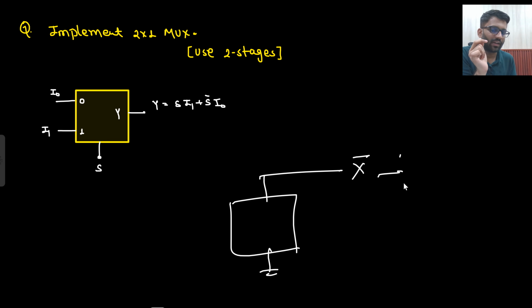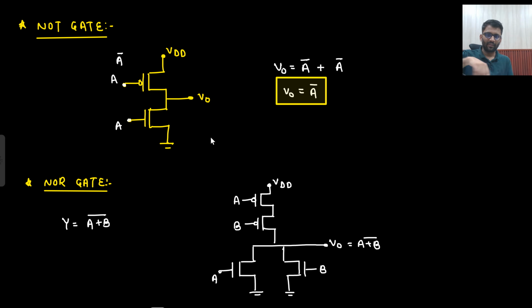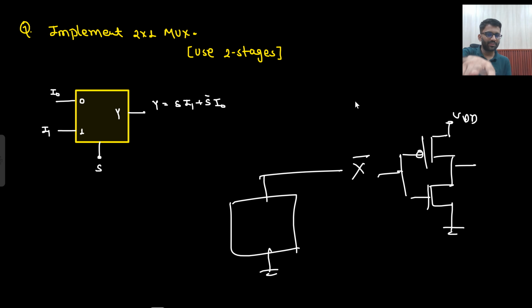What is the schematic of an inverter? Here your PMOS will be there and downward your NMOS will be there. The inverter you should keep in mind, okay? That is very simple. There you are not going to think anything. PMOS and NMOS, both inputs connected together. So using 2 stages means the next stage will be an inverter.